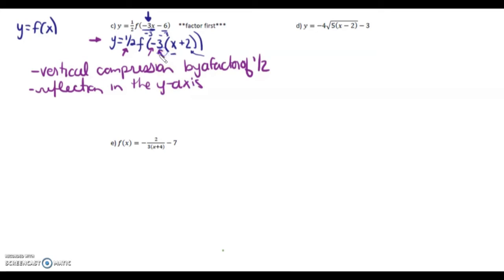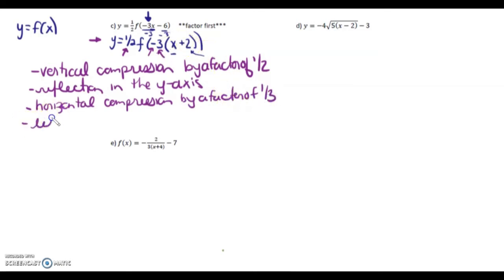The next transformation is this 3. So all of these numbers around the x are going to be the opposite of what they look like in the equation. So it looks like a 3. So this is going to be a horizontal compression by a factor of 1/3. Okay, and then this one's going to be left 2.